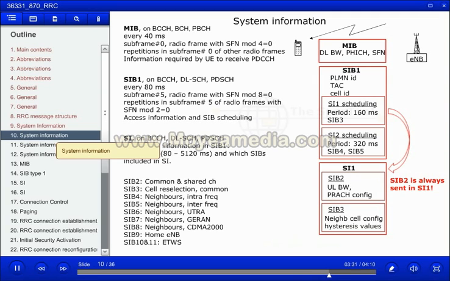SIB6, with information about neighbors for cell reselection to UTRA. SIB7, with information about neighbors for cell reselection to GERAN. SIB8, with information about neighbors for cell reselection to CDMA2000. SIB9, including information about home eNodeB. SIB10 and 11, used for earthquake and tsunami warnings.